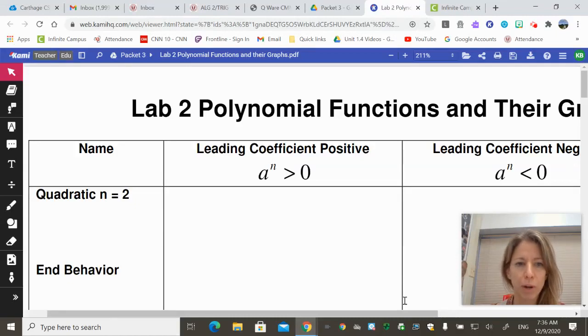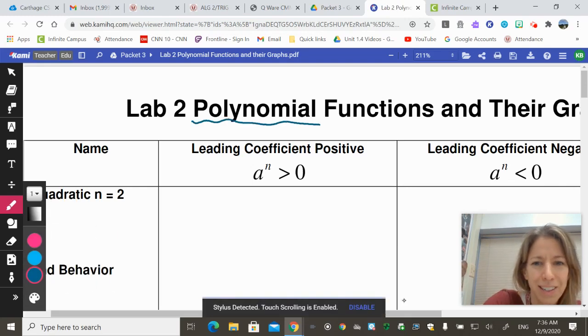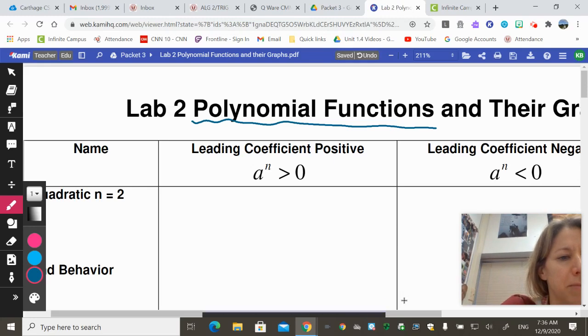Guys, we're working on Lab 2 of Packet 3, and this is really a review of Lab 1. So we're still talking about polynomial functions and their graphs. I just want to review polynomial functions in a different way. I really didn't cover this in the first video. If you're in class, I talked about it a little bit.